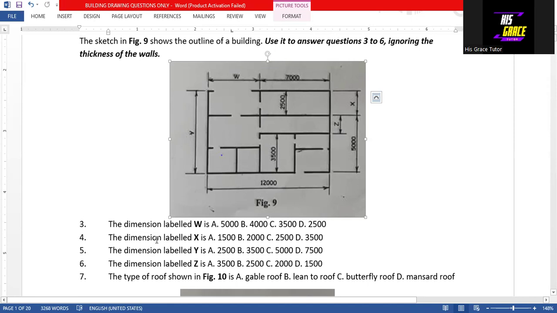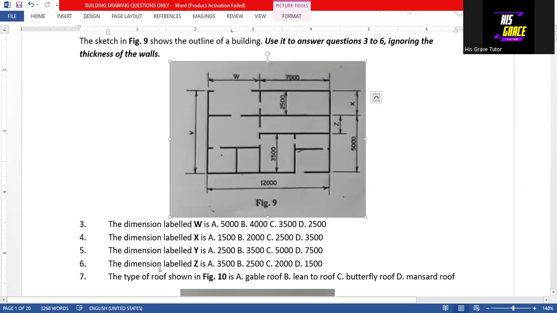Question 4 says that the dimension label X is, so here we have X. From here to here is 5,000, and from here to here is 2,500, so X is 2,500. Option C is the answer to question 4. Question 5 says that dimension label Y is, so this is Y. If this length is 5,000 and X is 2,500, then dimension label Y is 7,500. So option D is the answer to question 5.